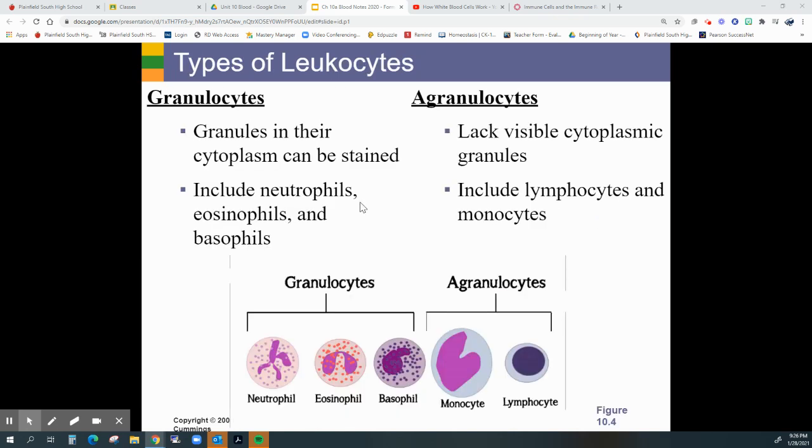Okay. There are two specific types of leukocytes. So there are what are called granulocytes and agranulocytes.